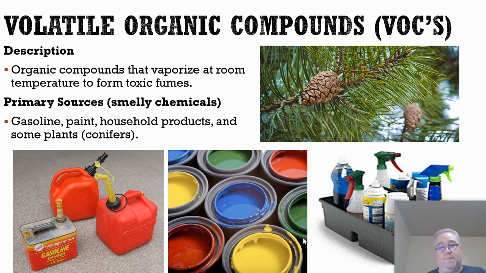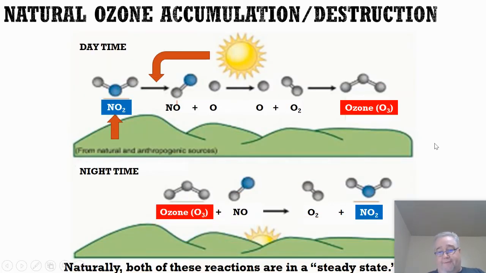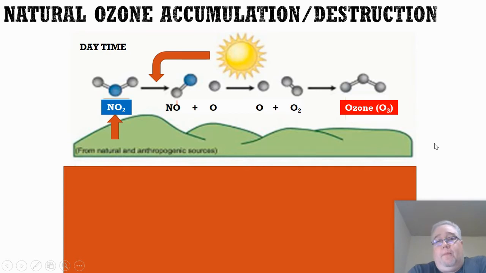That can vaporize and go up into the atmosphere. All right. So as far as the process goes, how does photochemical smog start? How does it form? There's a couple of different pictures here that I kind of want to show you.